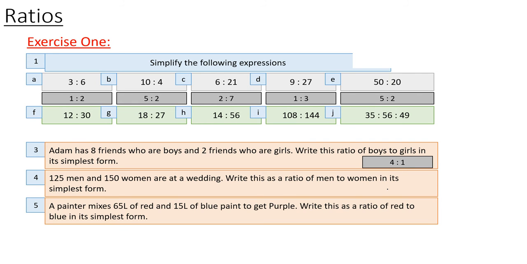Adam has 8 friends who are boys and 2 friends who are girls. Write this ratio of boys to girls in its simplest form. We'll start off with 8 to 2, and then we can divide both sides by 2, giving us 4 to 1.